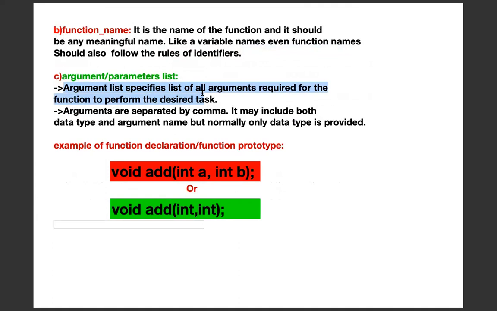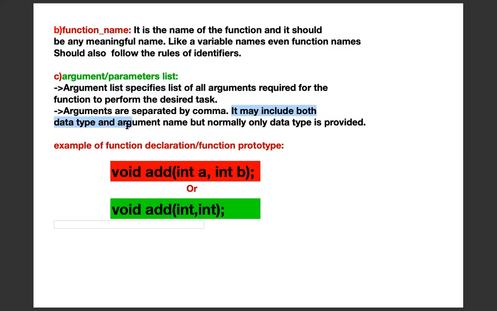A function can perform a task on one parameter, or two, or three, or four, or 100 parameters. So whatever it is, you need to specify how many parameters this function is going to take to perform the task. That is the argument list, and each argument should be separated by commas. It's mandatory. So that is how you can see the separation of arguments.